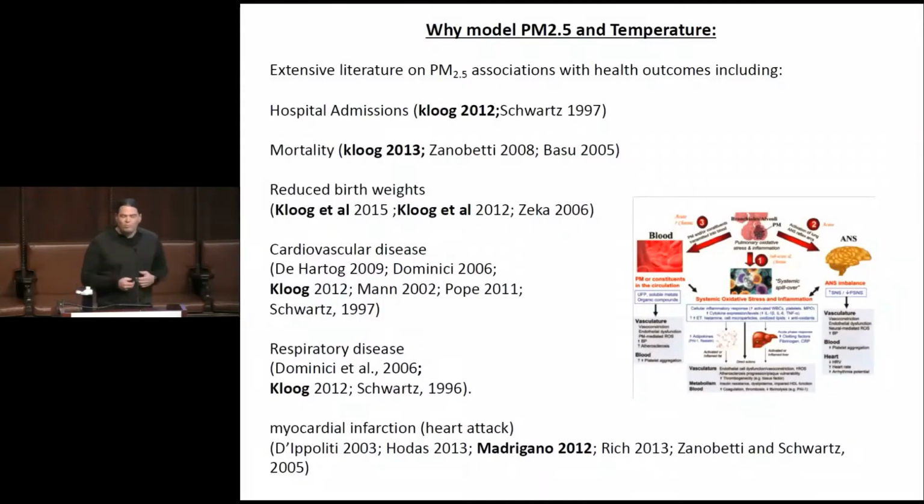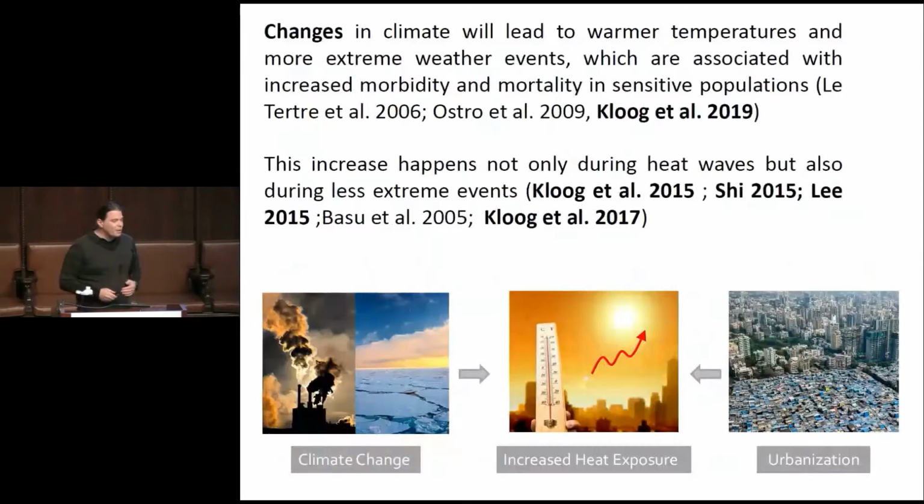So why do we model PM 2.5? Why do we model temperature? I'm sure everyone sitting in this room is well aware of the extensive literature on the association between PM 2.5 and health outcomes, which include hospital admissions, mortality, reduced birth weight, cardiovascular disease, respiratory disease, heart attacks, and a lot of other health outcomes that have been extensively researched.